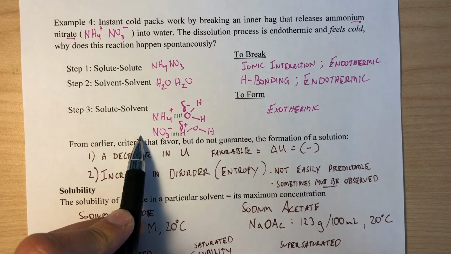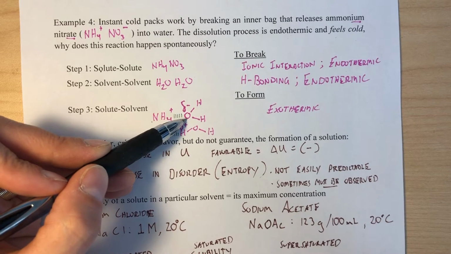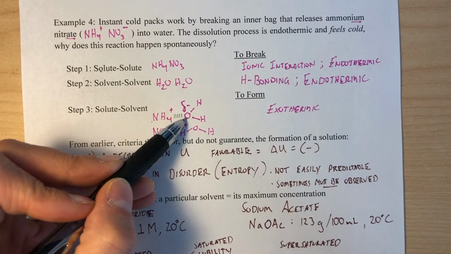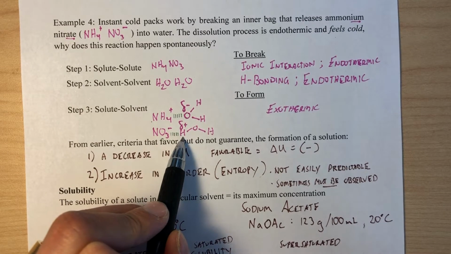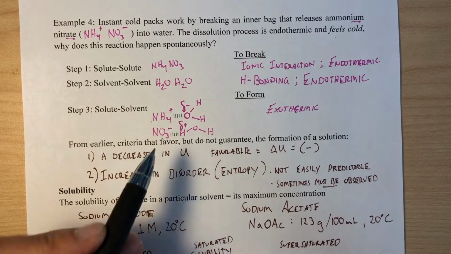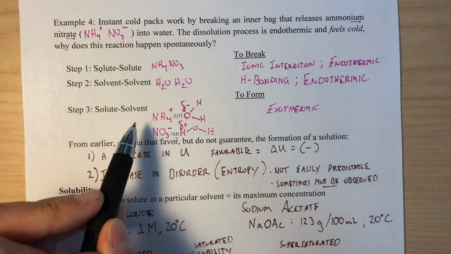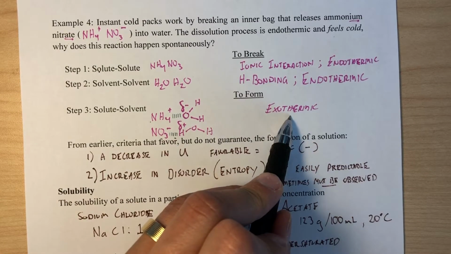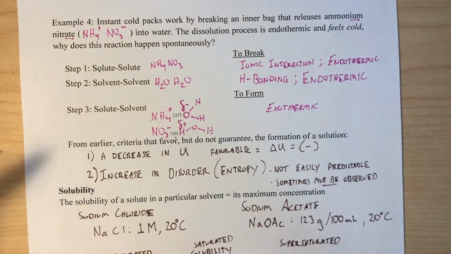We then form a solute-solvent interaction, and that can happen two ways. The positive ammonium will be attracted to the partial negative charged oxygen. Oxygen's more electronegative than hydrogen, so it has more of the electron density. So that's that interaction there. Nitrate, conversely, is anionic, so it's more attracted to the semi-positive charge hydrogen. So remember, a lot of the electron density is on the oxygen, so that makes hydrogen a little bit more electropositive. These are interactions that are forming, so it is exothermic. They are releasing energy. Overall, the reaction is endothermic and feels cold.